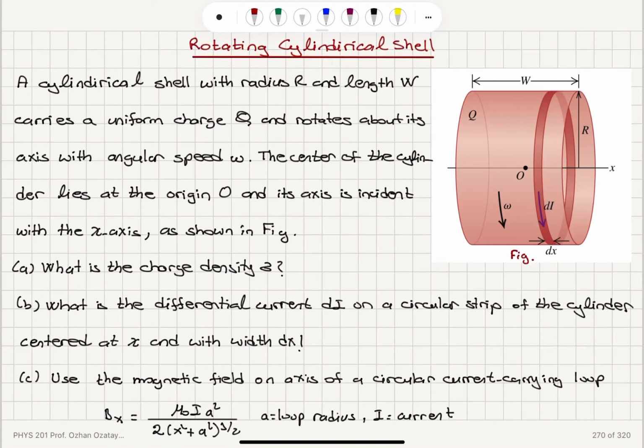Rotating cylindrical shell. A cylindrical shell with radius capital R and length W carries a uniform charge Q and rotates about its axis with angular speed omega. The center of the cylinder lies at the origin and its axis is coincident with the x-axis, as shown in the figure. Part A, what is the charge density sigma?